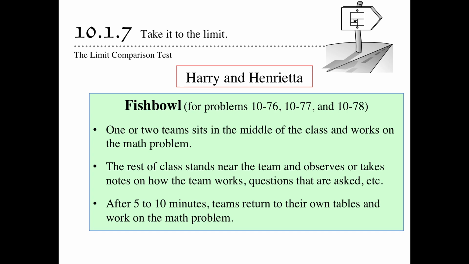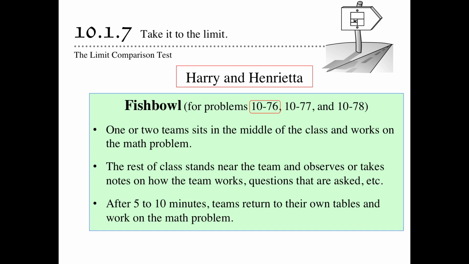Now, the way this would work is you'll choose 2 students from the class to play the role of Harry and Henrietta. And then, after all teams have completed problem 10-76, you'll have the entire class get up from their tables and surround Harry and Henrietta's table, like they're looking in at them like they're fish in a fishbowl. Harry and Henrietta will then recreate for their audience the conversation that was written into the problem that they just completed. Well, some of the dialogue is written in, and some they will have to improvise.